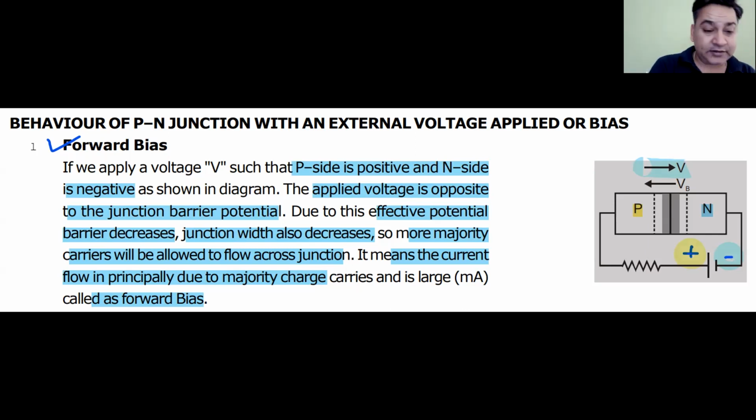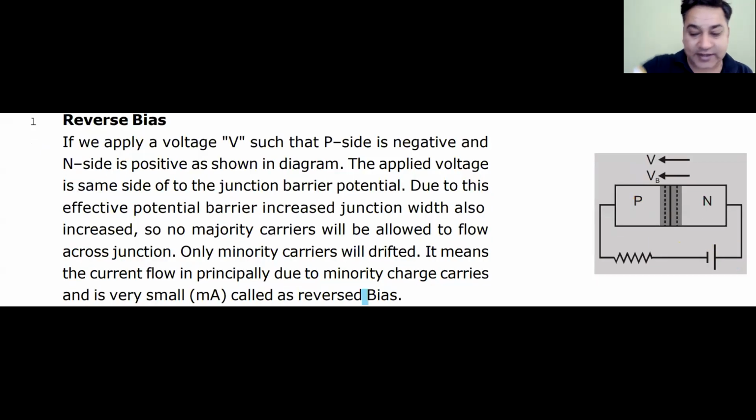Now, if one type of biasing is forward biasing, what will be the other type of biasing known as? It will be known as reverse biasing. Yes or no? In reverse biasing, what will happen? The N type is connected to the positive terminal. We understand this? Opposite. And the P type is connected to the negative terminal.